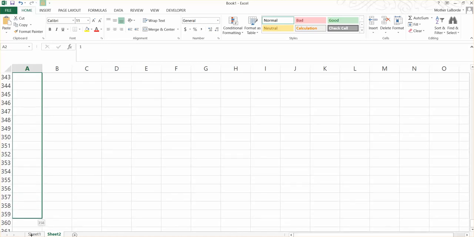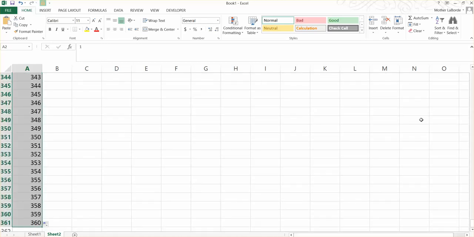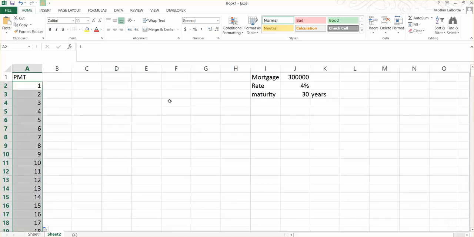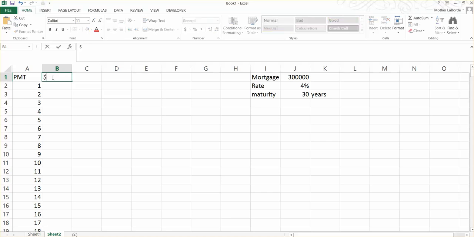This is good stuff to know just for your own life if you buy a house. Then I need to figure out what my dollar payment will be. So this was just my payment number, which one of the 360 payments is it?